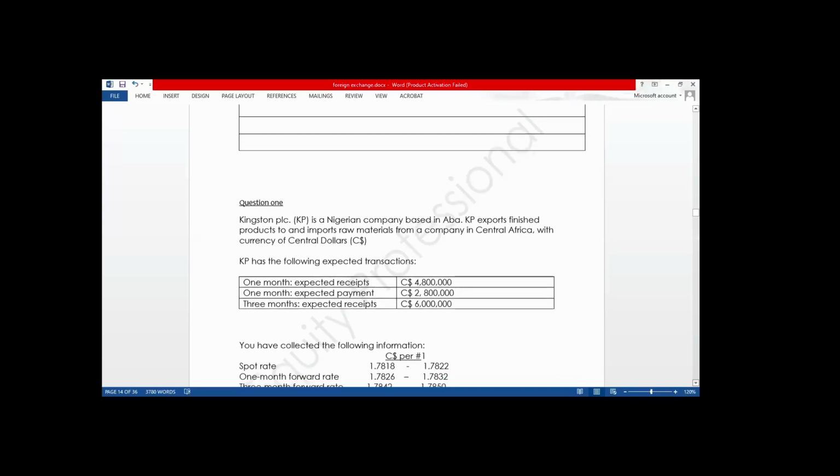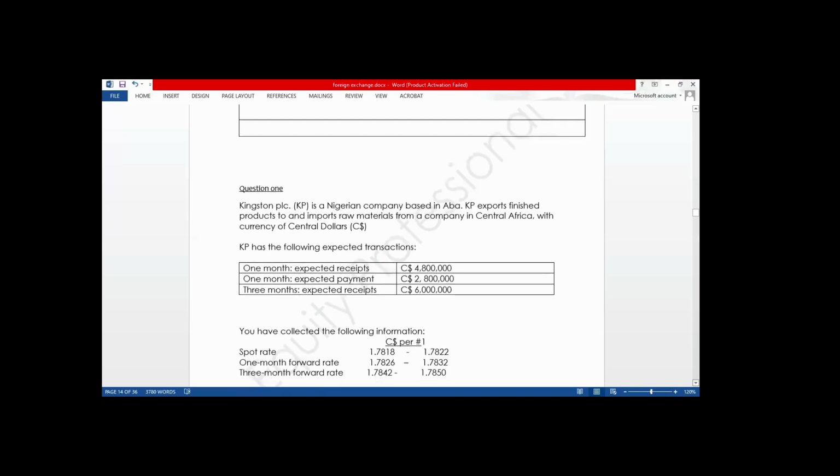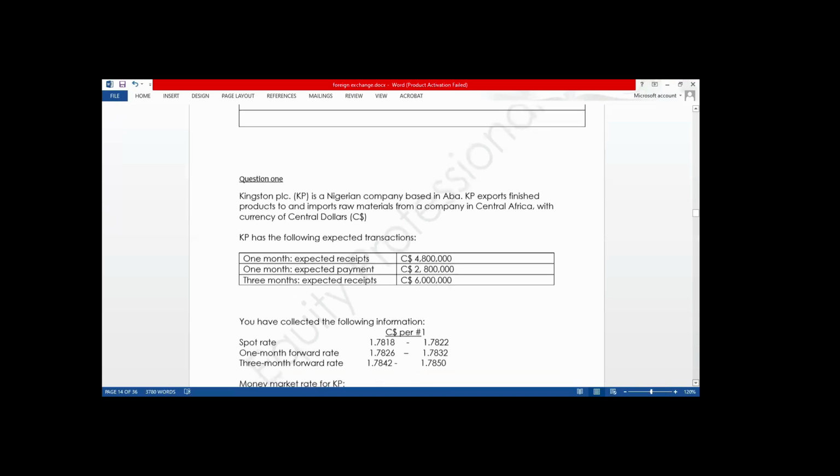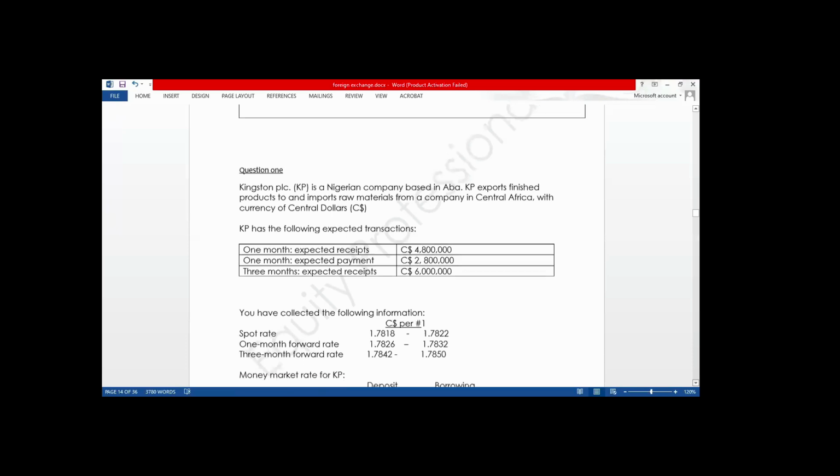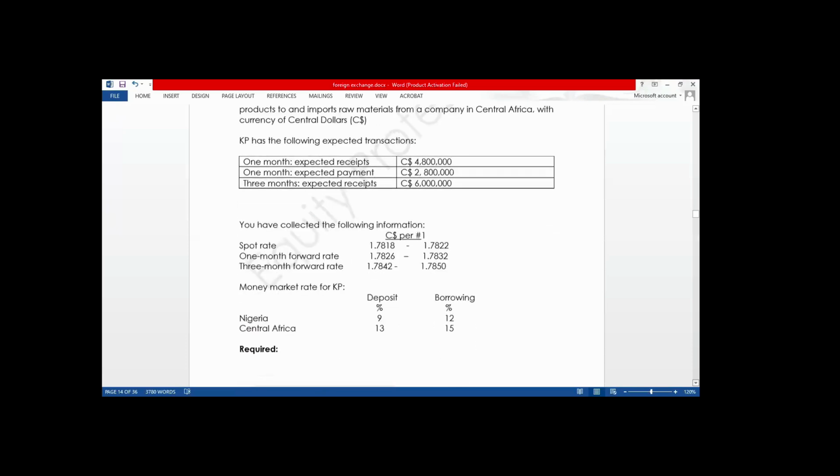You have collected the following information. Central dollar per 1 naira. Spot rate is given. 1 month forward rate is given. 3 month forward rate is given. Money market rate for KP. You are given the deposit rates in Nigeria and Central Africa, and you are given the borrowing rates in Nigeria and Central Africa.